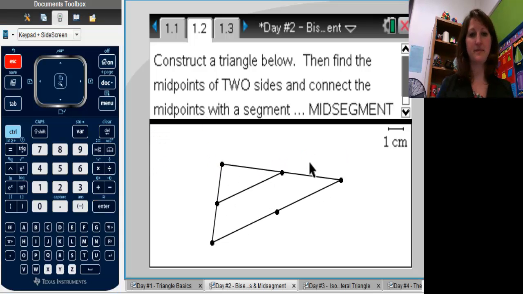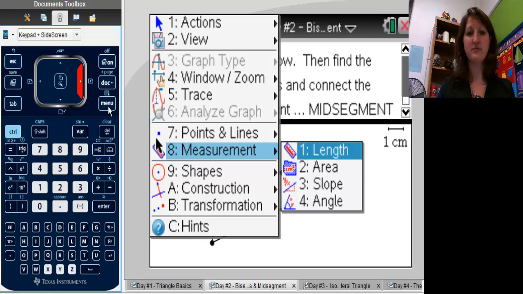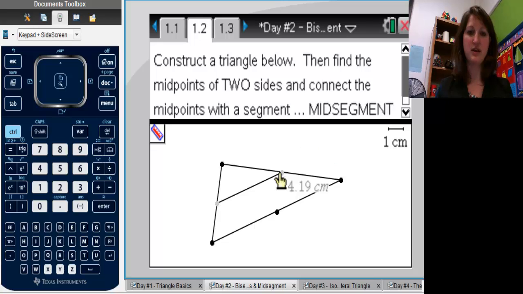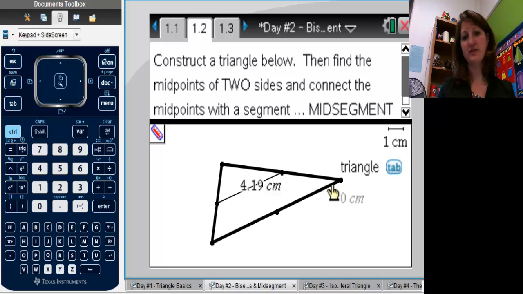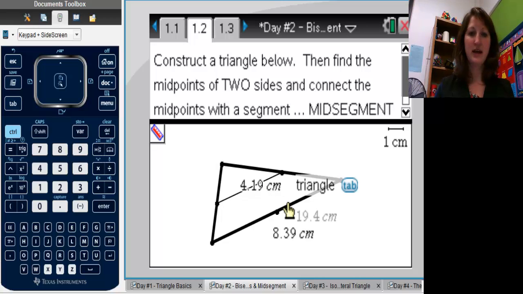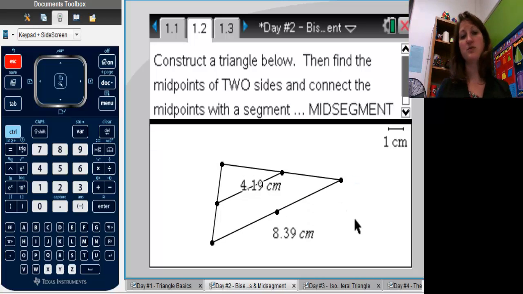I have a midsegment. Now, what I want to do first is go ahead and measure. I'm going to measure the length of the midsegment, from there to there, and that's 14.19. And then I'm going to measure the length of the side that's parallel to it. What you should notice is that that midsegment is exactly half of the side that it's parallel to. So every single time that you have a midsegment, it's going to be half the length of the side that it's parallel to.